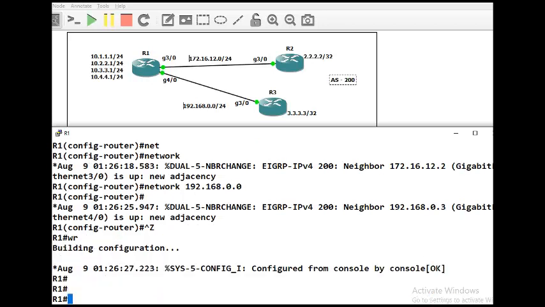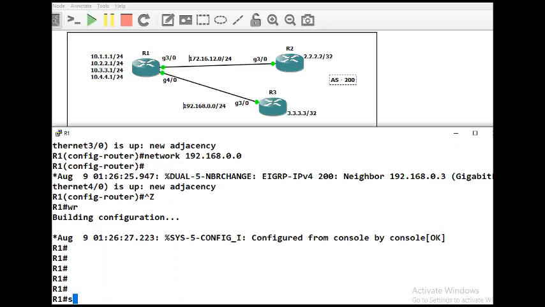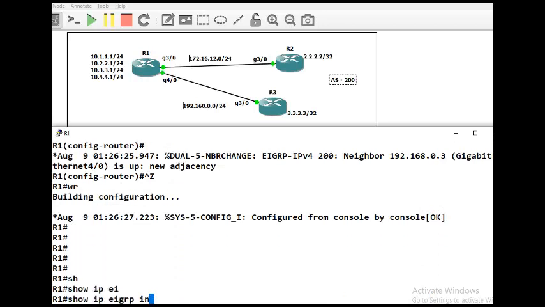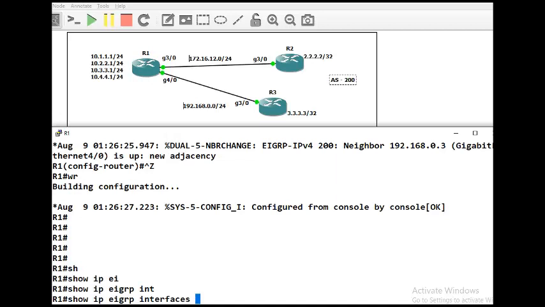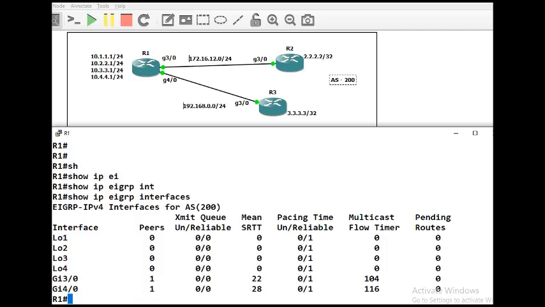Let us verify this. First of all, I would like to say show IP EIGRP interfaces. I would like to show you all those interfaces that run EIGRP. I'm expecting 4 plus 2, 4 loopbacks and 2 physical. Yes. These are all the interfaces that are part of EIGRP.